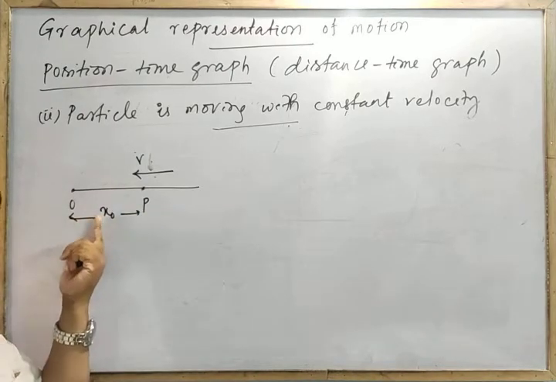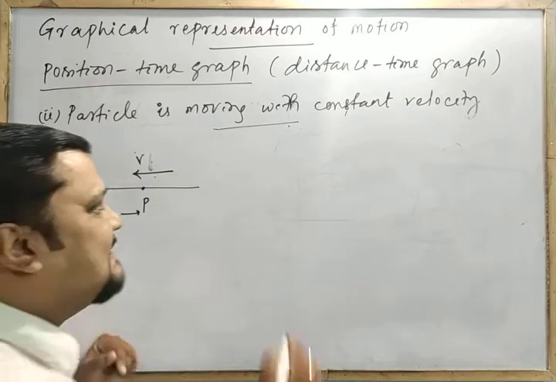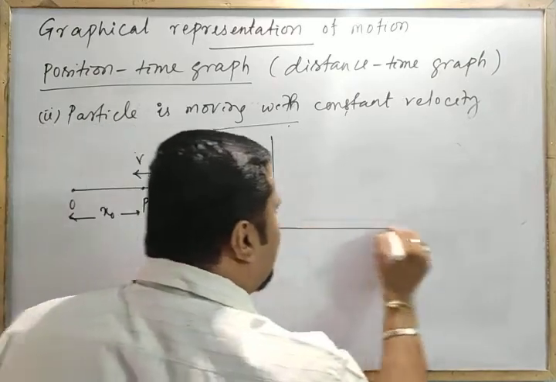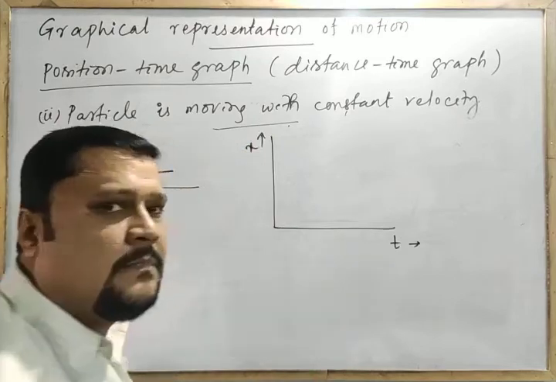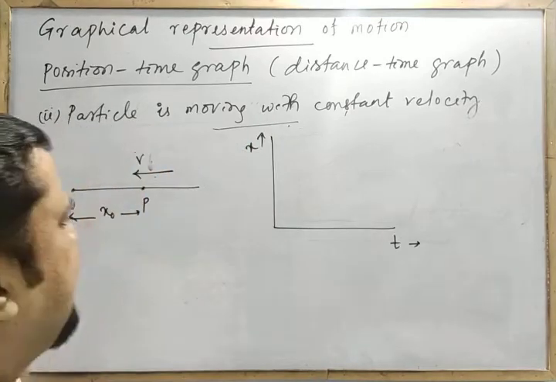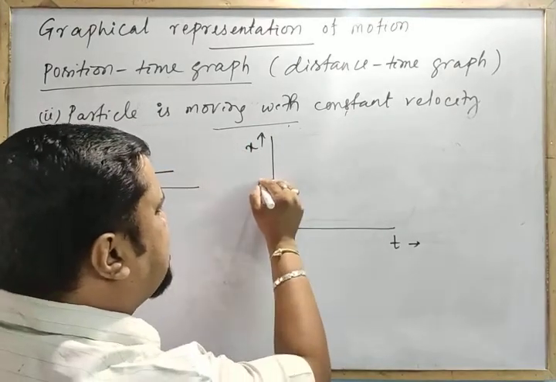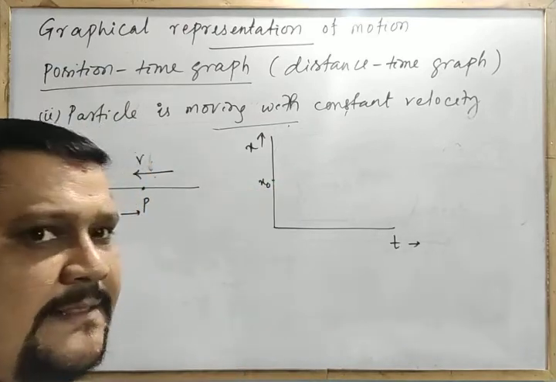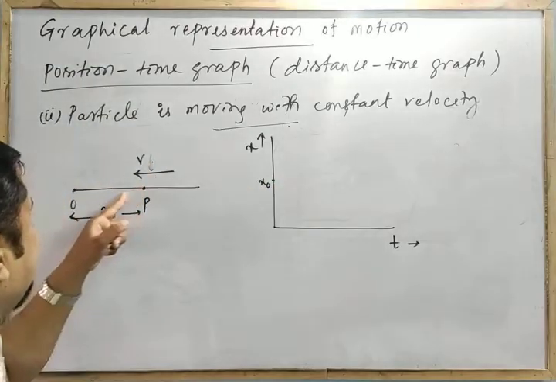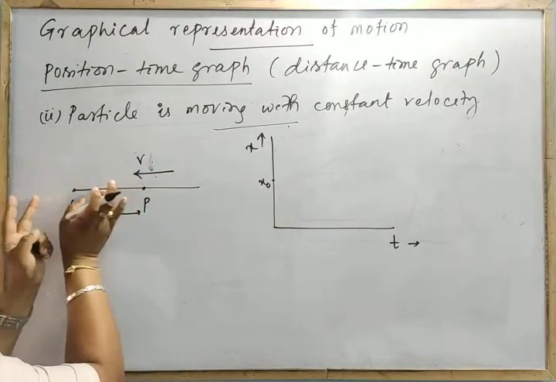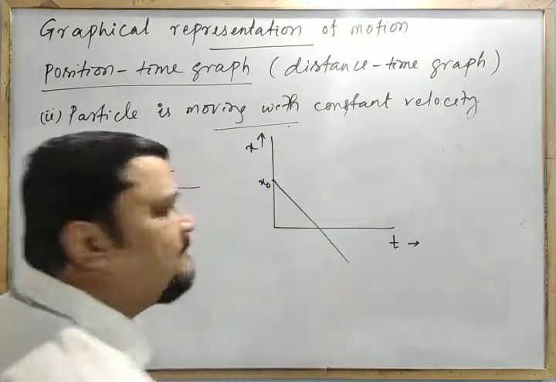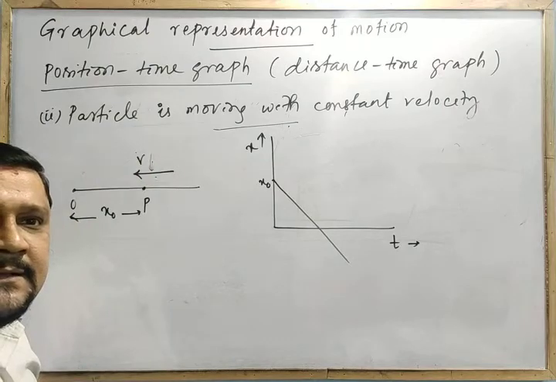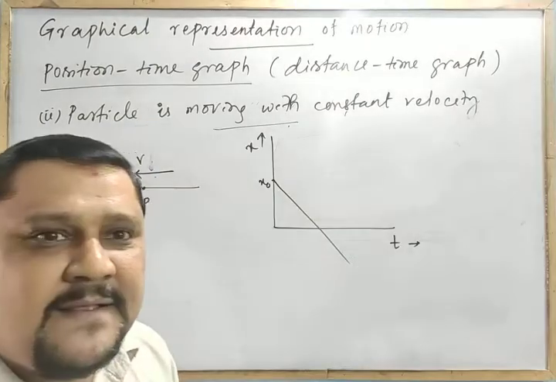Means its position is decreasing, isn't it? Position decreasing. So if I show you how to draw this one, t versus x. It starts from x0 at time t equal to 0. Yes, it is at x0. Clear? Then this position decreases, this distance decreases like that. So it decreases like this.